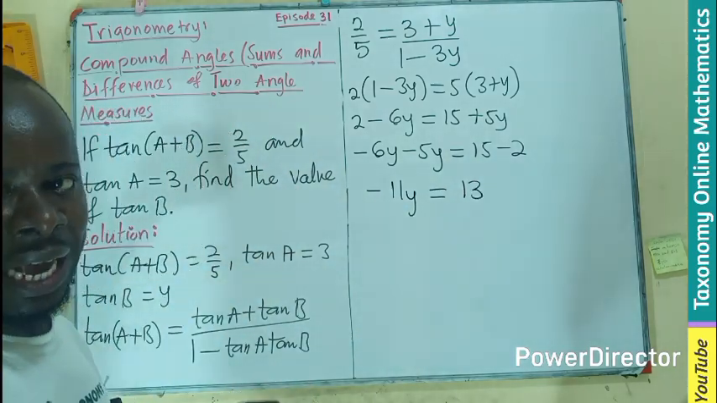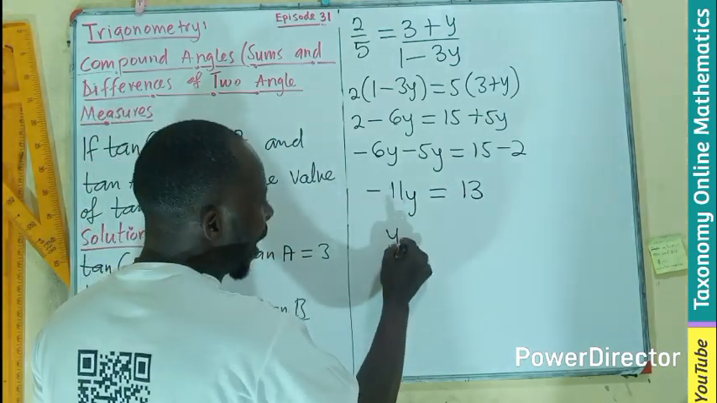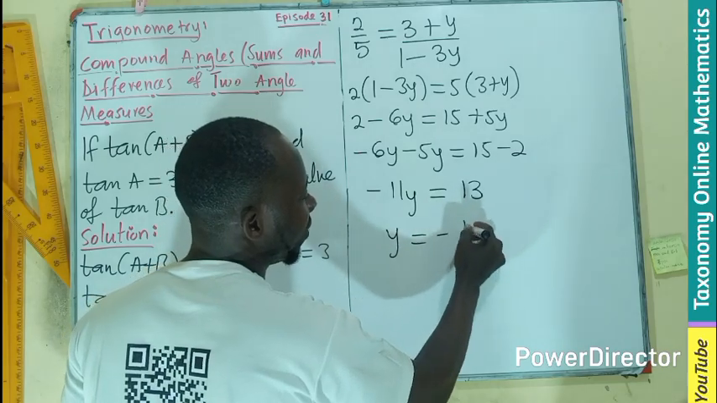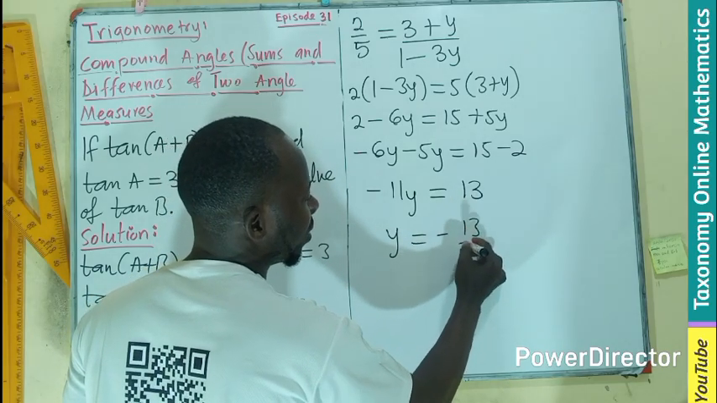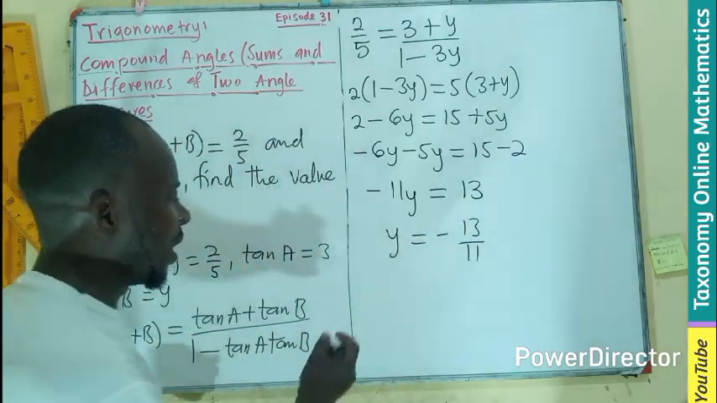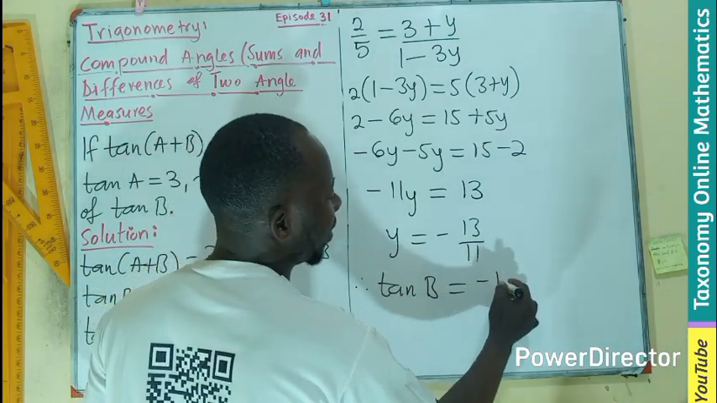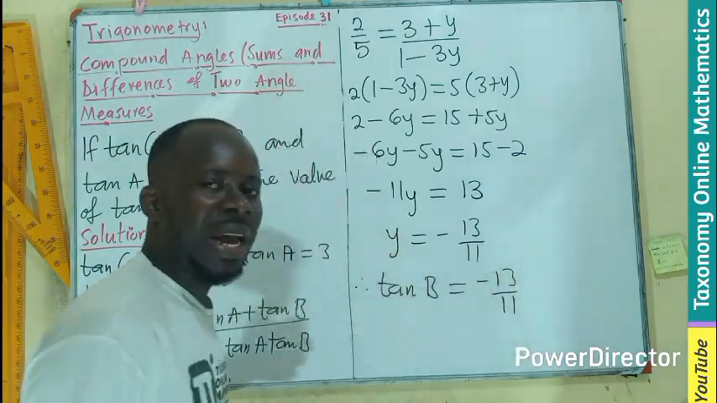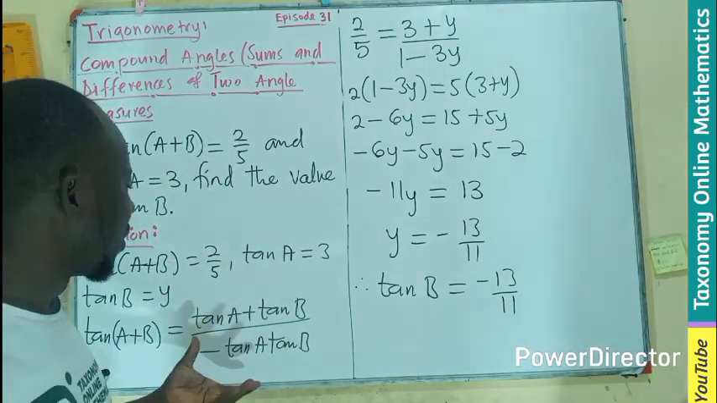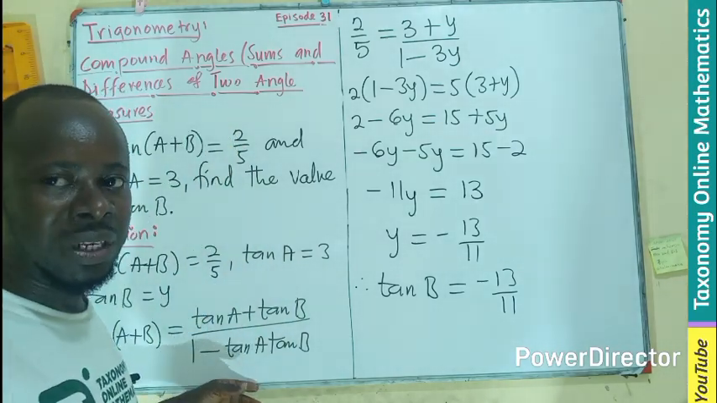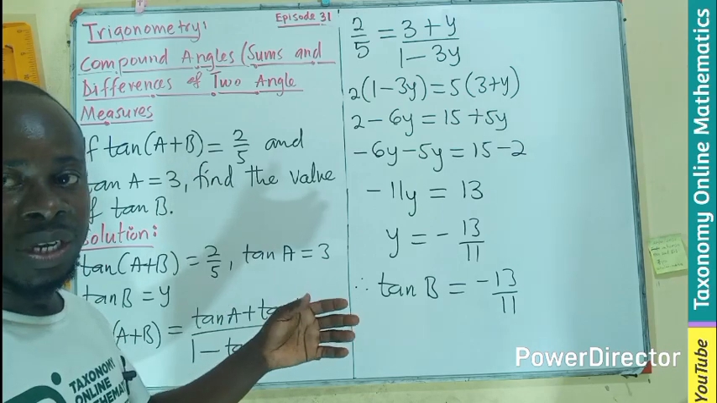But we need to divide and get y alone. So y will be equal to negative 13 divided by 11. So therefore, we can say tanB is negative 13/11. So you can see how the use of the expansion can be used to solve any question.